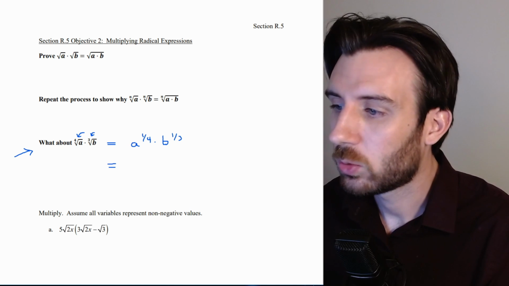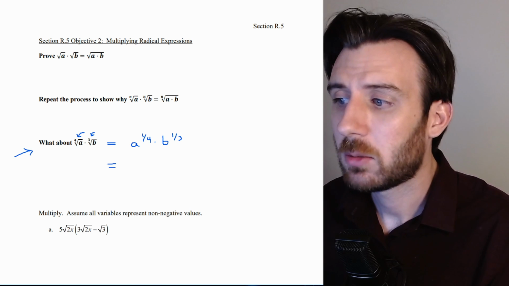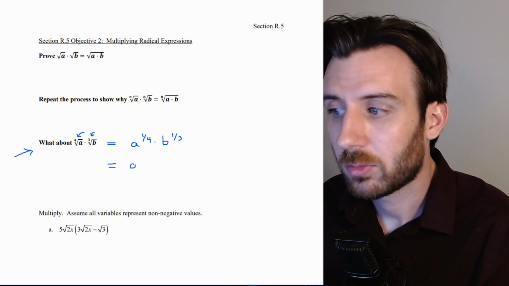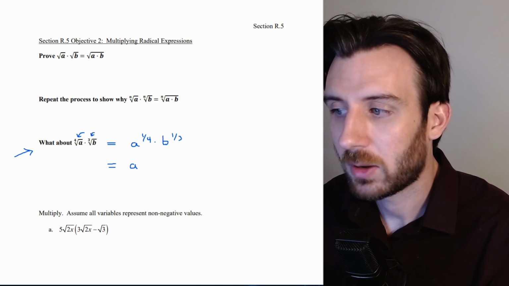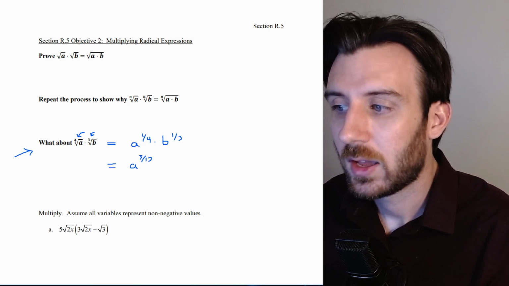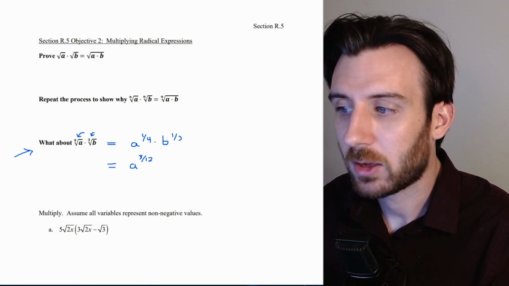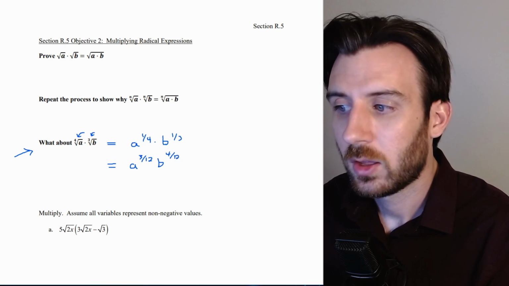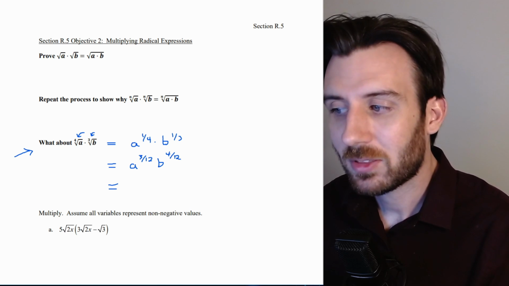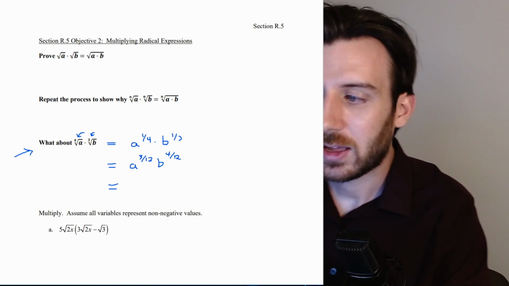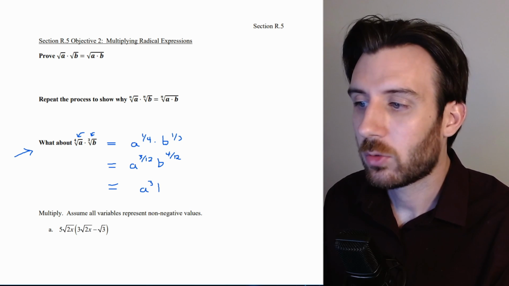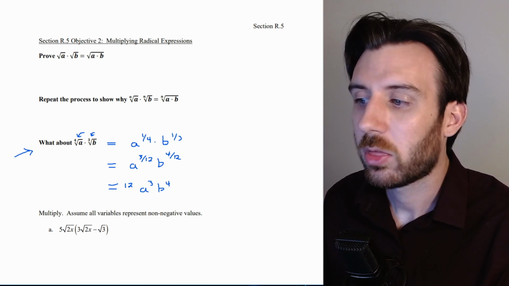So how could I continue working on this? A common denominator between fourth and third would be a 12th. And I could think of multiplying the top and bottom of this 1/4 by 3 to get 3 over 12. And I can multiply the top and bottom of this 1/3 by 4, so I get 4/12. And now notice what it is that I've been able to create, something that I could actually simplify a little bit more. I could look at this as saying I have an a to the third power, a b to the fourth power, and I could look at that all underneath a 12th root.